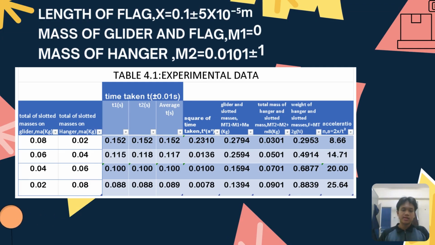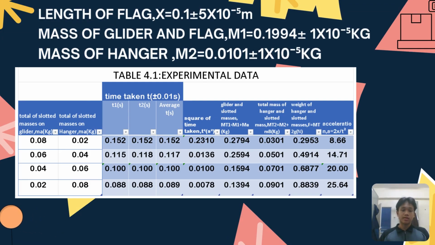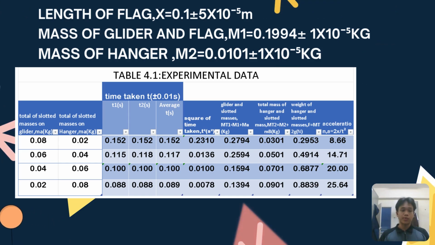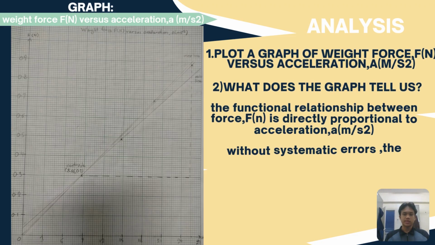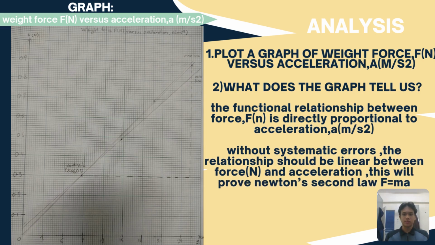For the result, this is the experimental data for experiment 4.1. For the first analysis question, we must plot a graph of weight force versus acceleration. As you can see here, the graph is a straight line through the origin. So what does the graph tell us? The functional relationship is that force is directly proportional to acceleration. Without systematic error, the relationship should be linear between force and acceleration. This will prove Newton's second law.